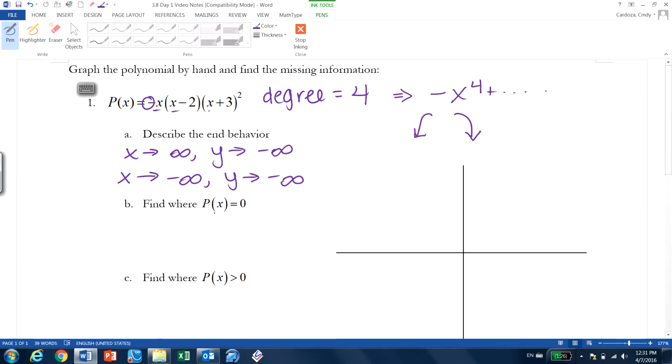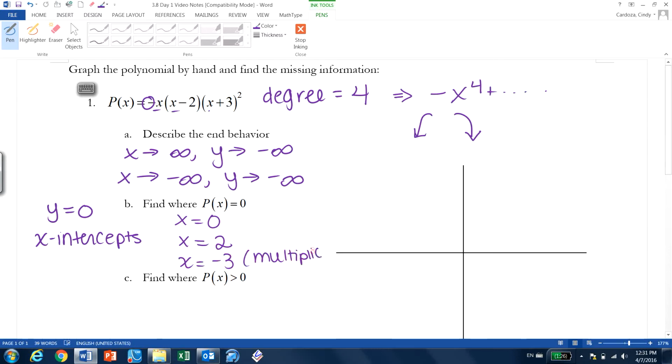Now, p of x is just another way of saying y. This wants to know where y is equal to 0. Well, I'm just asking you for the x-intercepts. Remember, wherever y equals 0 are my solutions. So x is equal to 0, x is equal to 2, and x is equal to negative 3 with a multiplicity of 2.